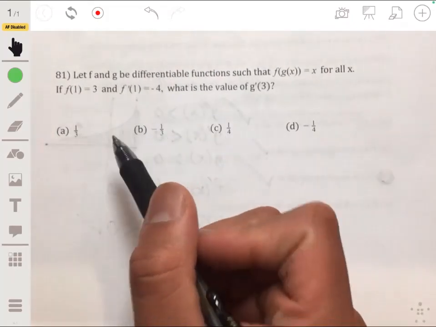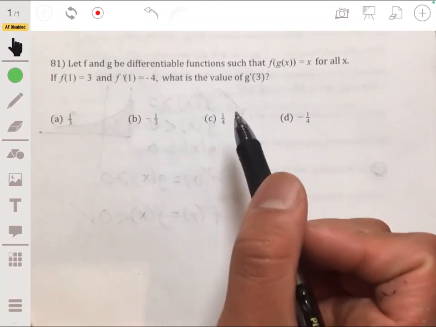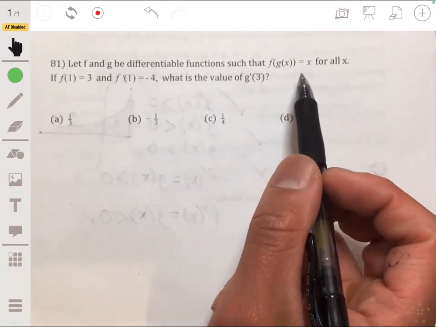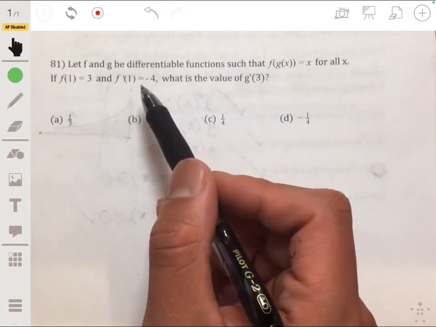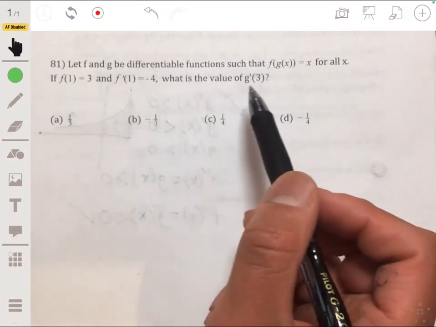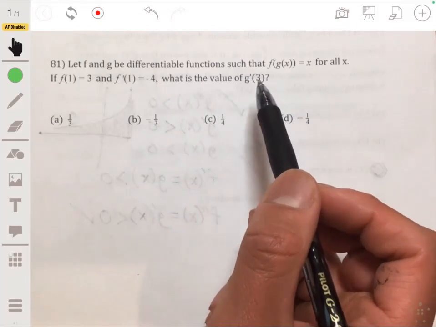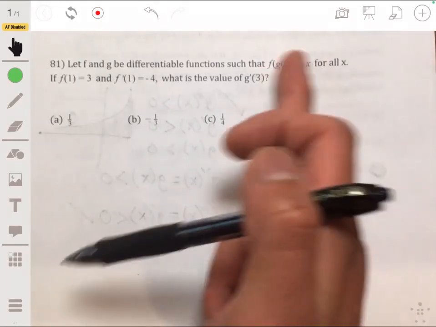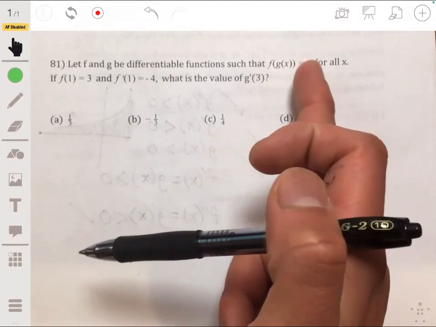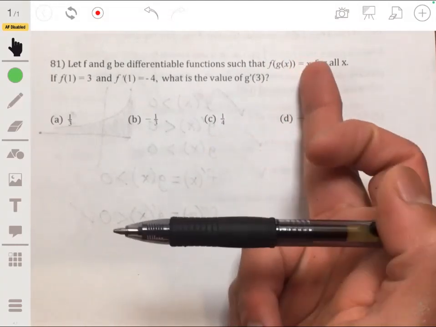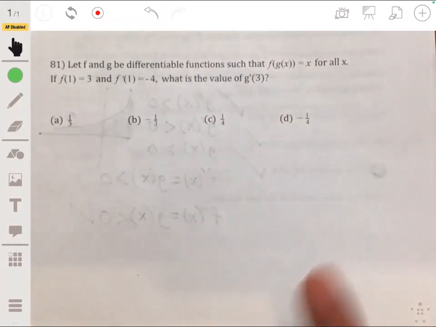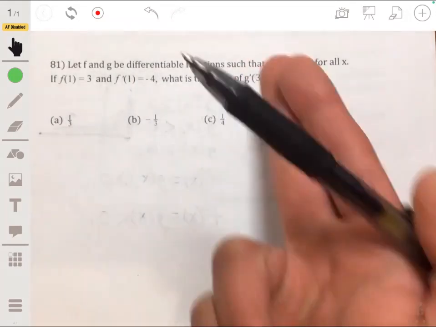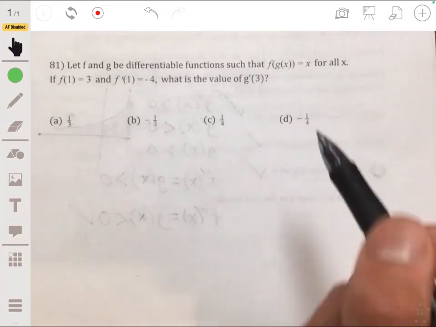All right, 81. Let f and g be differentiable functions such that f of g of x equals x for all x. If f of 1 equals 3 and f prime of 1 equals negative 4, what's the value of g prime of 3? Okay, so when you're given that f of g of x equals x, this is showing that f and g are inverse functions. That's quite literally how an inverse works. You undo one function to get the input.